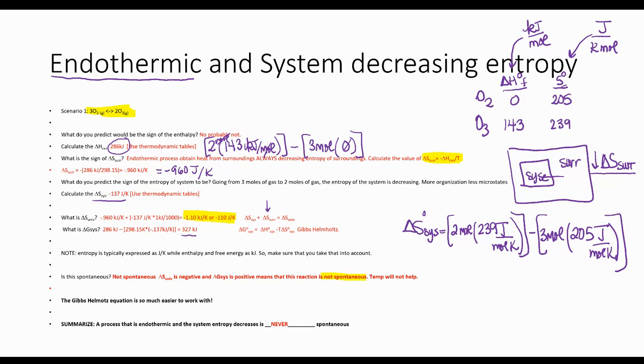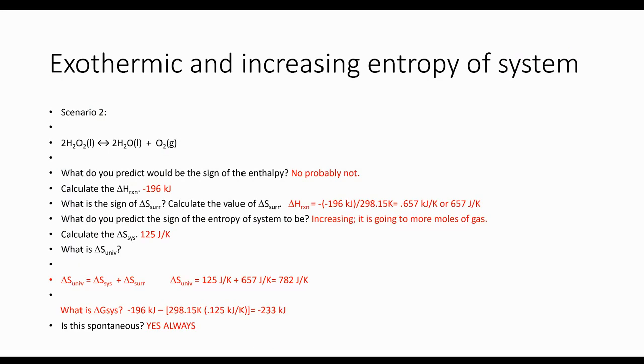Okay, next situation: exothermic and increasing entropy of the system. So here's a scenario: hydrogen peroxide decomposing into water and oxygen gas. Would you predict the sign of the enthalpy? Probably not. We really don't know if it's endo or exo at this point. So I would find delta H of reaction, using the tables in the back of the book.